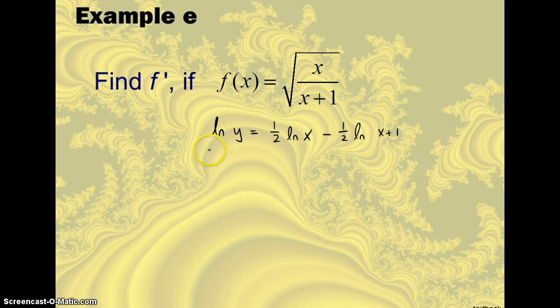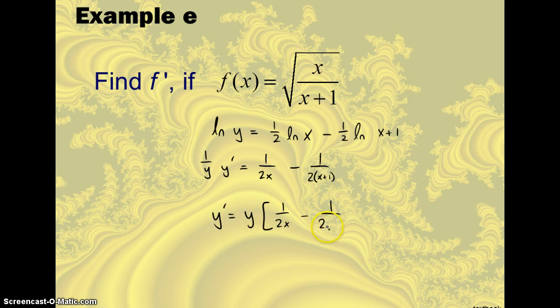Alright, so now I'm ready to do calculus. I'll take my derivative, 1 over y times y prime equals 1 over 2x. I don't need a chain rule because it's just plain simple x, minus 1 over 2 times x plus 1. Again, I don't need a chain rule because the derivative of x plus 1 is just 1. So going for the big finish, y prime equals y times 1 over 2x minus 1 over 2 times x plus 1. In my personal opinion, that's easier than doing the chain rule and the quotient rule, but it's probably a fairly similar balance.